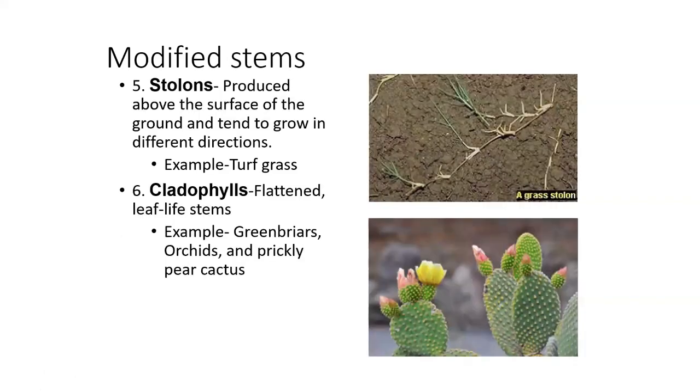Couple more, and I've got some samples of stolons. Again, stolons, like runners, are produced above ground, and they tend to grow in all different types of directions.